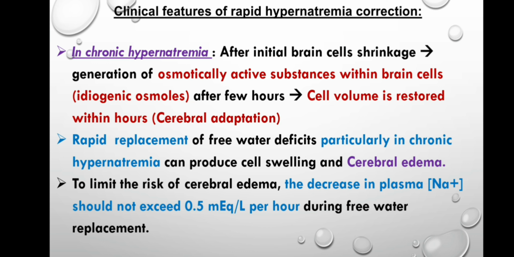So the limit or the target of decreasing sodium during treatment is about 0.5 milliequivalent per liter per hour, or an average of 10 milliequivalent per 24 hours.